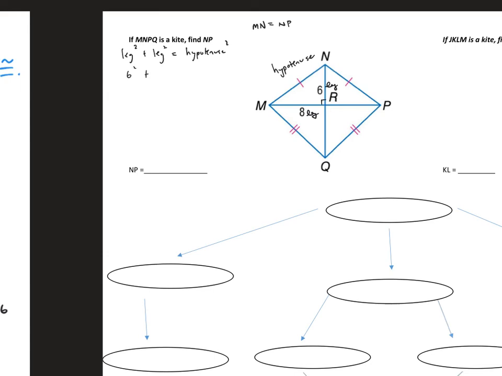6 squared plus 8 squared is MN squared. That's 36 plus 64, that is MN squared. 36 and 64 is 100, that is equal to MN squared. We take the square root of both sides because that quantity is being squared, so that undoes the squaring. Square root of 100 is 10. So MN is 10, and since MN is 10, that means that is equal to NP.